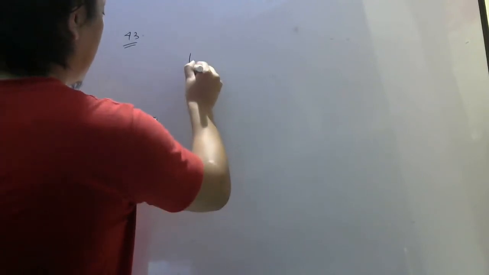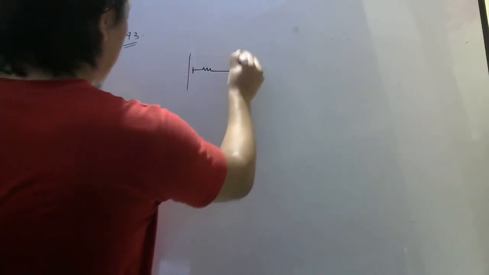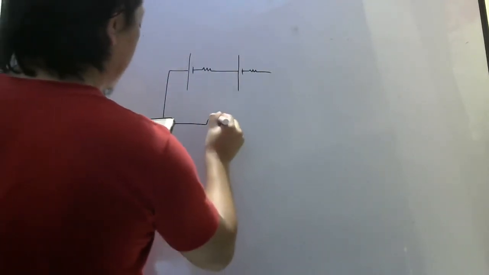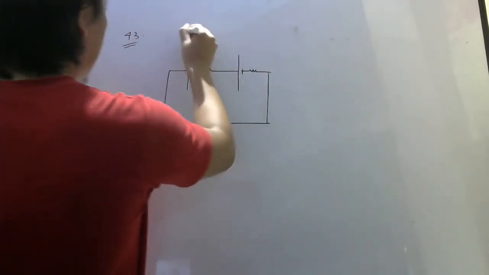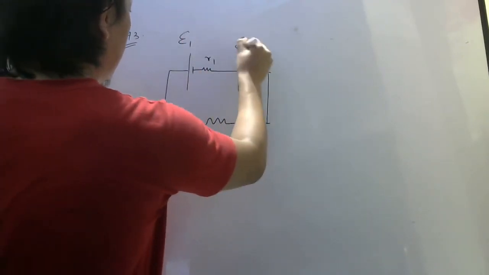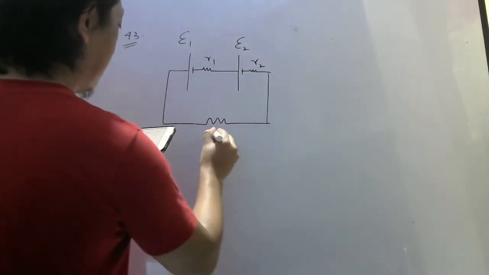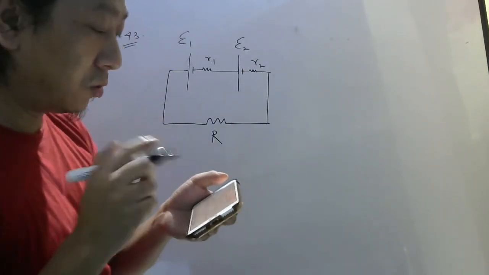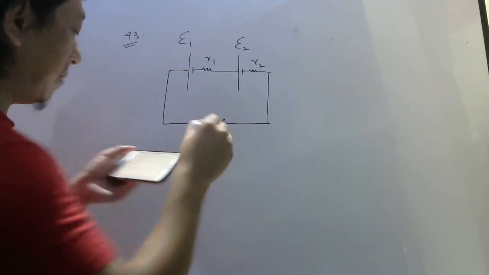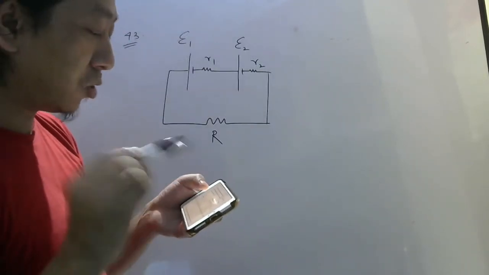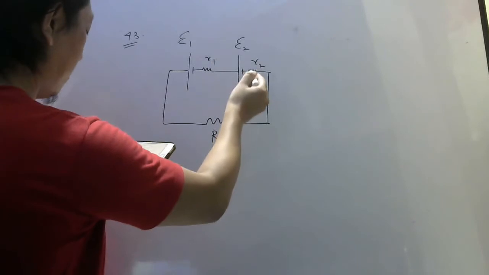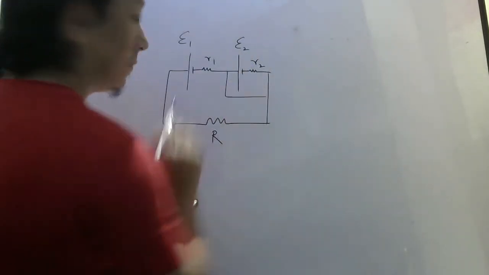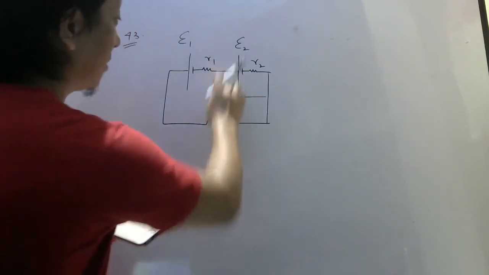Initially you have a circuit like this: two batteries, E1 R1 and E2 R2, and an external resistance capital R. Under what condition can the current through this resistance be increased by short circuiting the battery of EMF E2? Short circuiting means just putting a wire like this. That is called short circuiting.